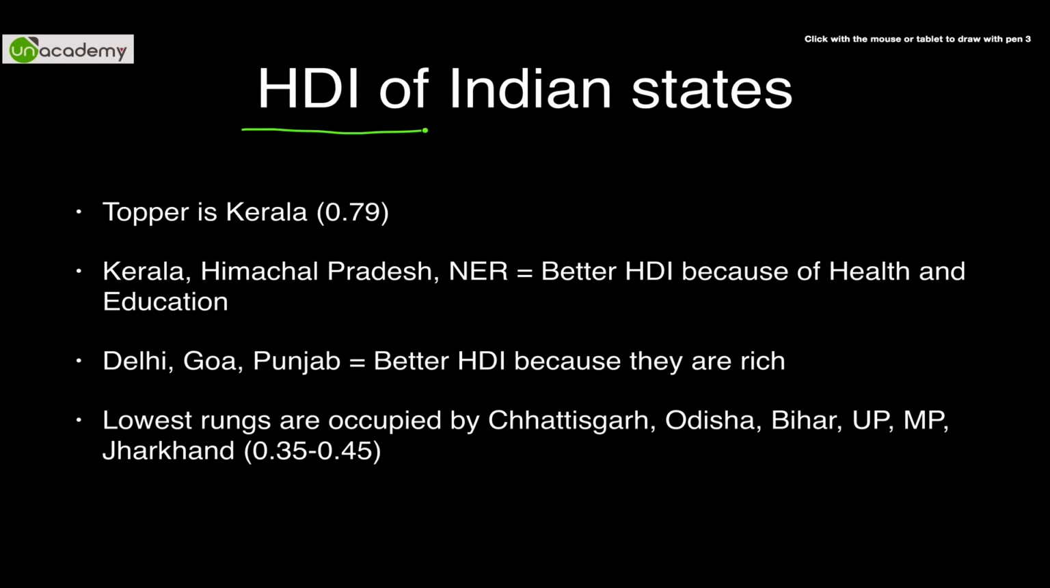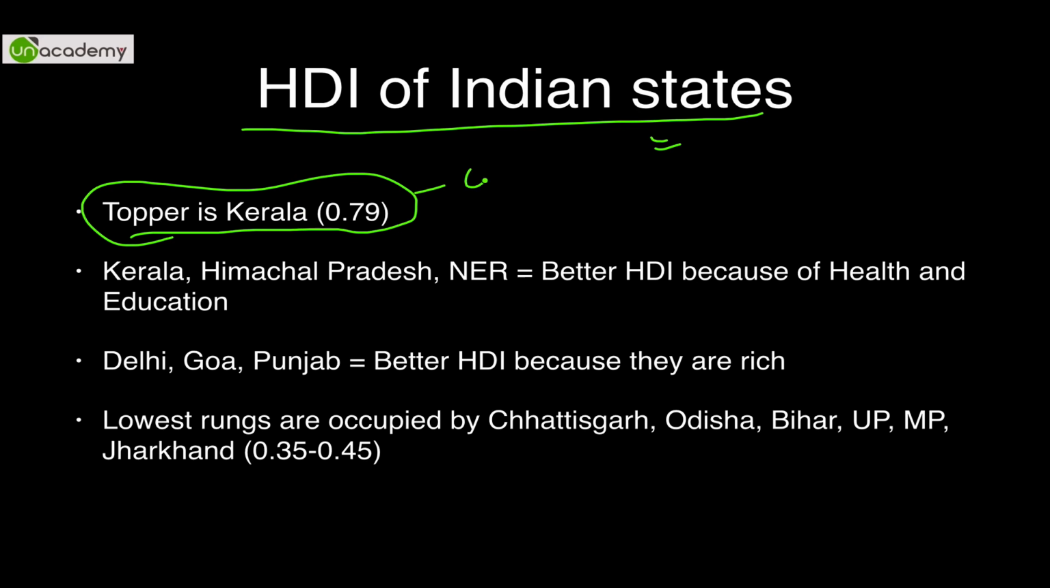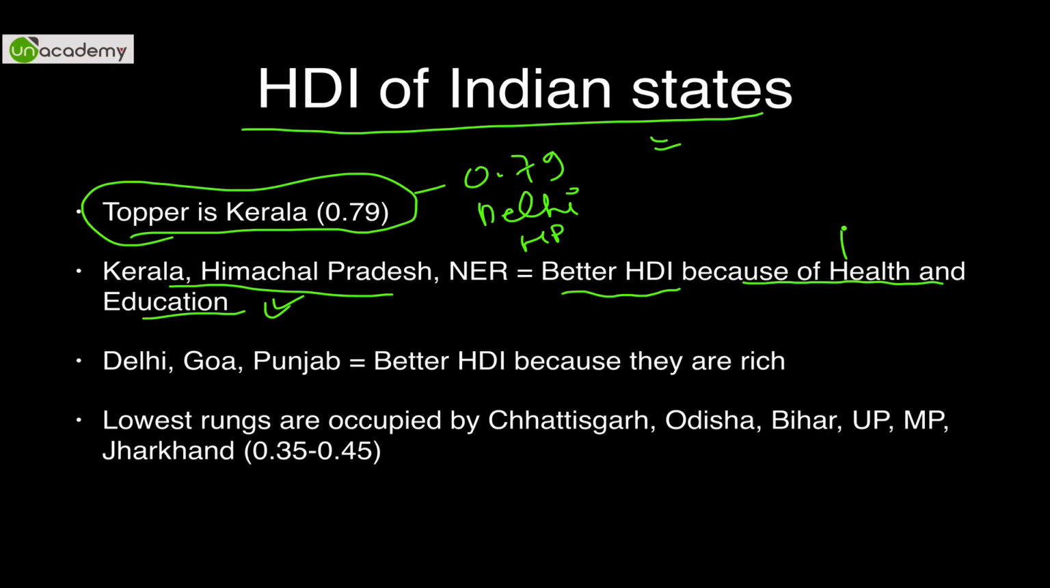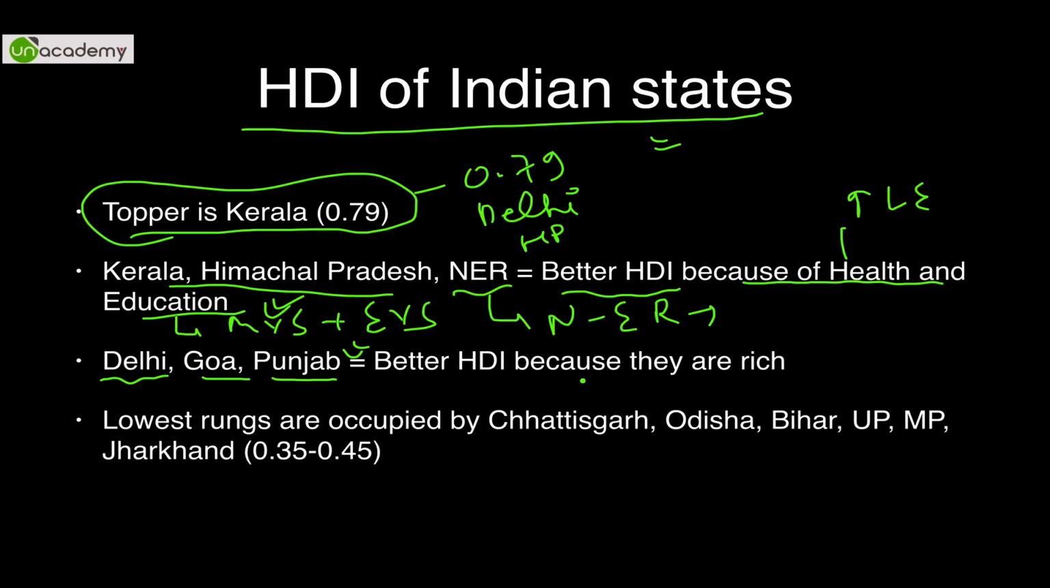Now the HDI of Indian states, okay, the topper is obviously Kerala always, it is 0.79. Second rank is Delhi, third is Himachal Pradesh. So you just remember the top three. Kerala and Himachal Pradesh have better HDI because of health and education parameters. Because of health, they have more life expectancy, and because of education, they have more mean year of schooling plus expected year of schooling. What is this NER? NER is the Northeastern Region, seven sister states basically. So they have better HDI because of health and education. While Delhi, Goa, and Punjab have better HDI because they are rich.